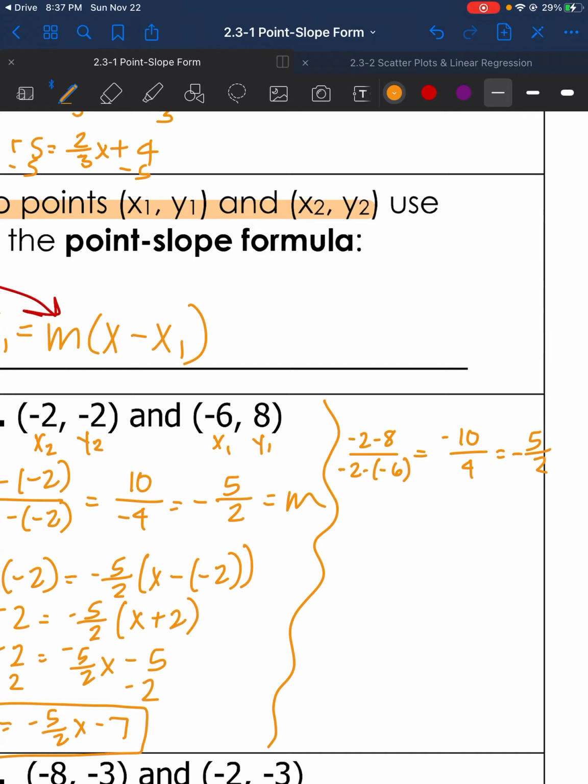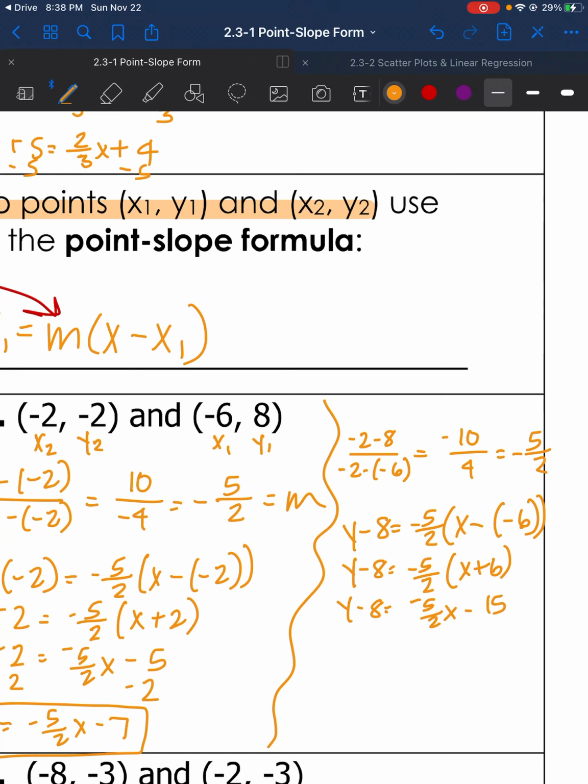Now I'm going to use the negative 6, 8 as my point for point slope form. So we have y minus y1, which is 8, is equal to m, which is negative 5 halves, times x minus x1, which here is negative 6. Doing some simplifying, we have y minus 8 is equal to negative 5 halves times x plus 6. And then y minus 8 is equal to negative 5 halves x minus, let's see, 5 times 6 is 30, divided by 2 is 15.